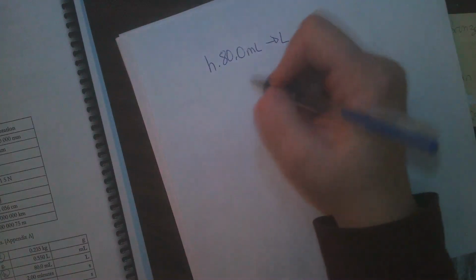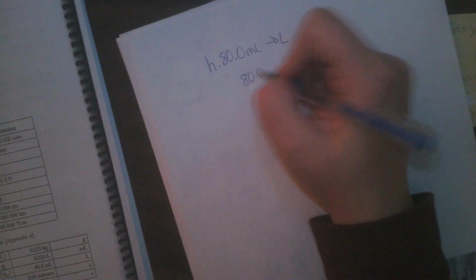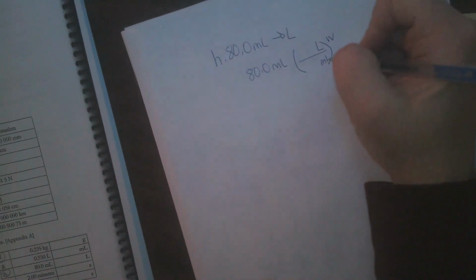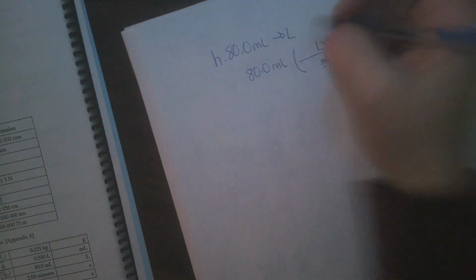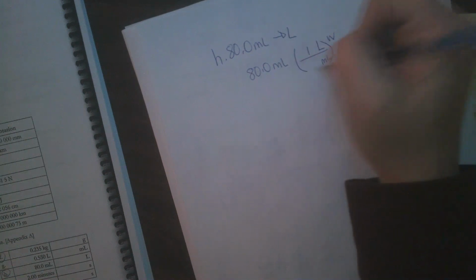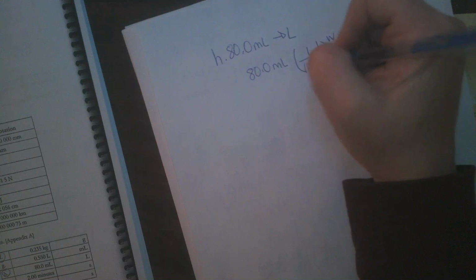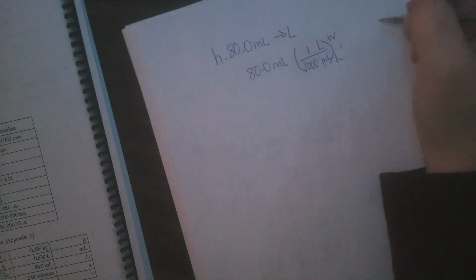Okay, start with what you know. 80.0 milliliters. I want versus what I have. I want liters. I have milliliters. Milli being 1,000th of something. So in 1 liter, I have 1,000 milliliters. And so how many liters do I have?